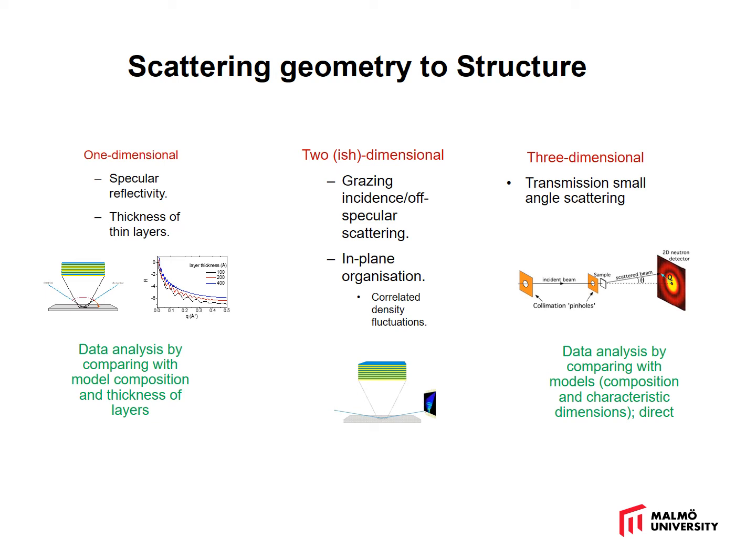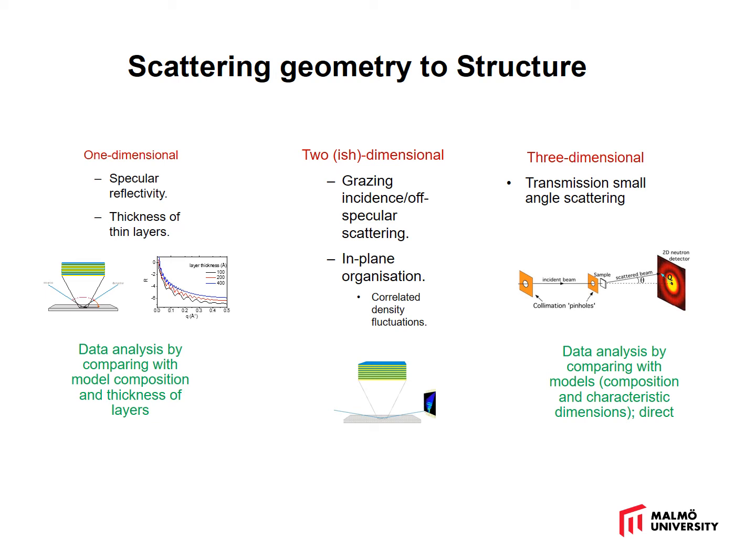Small angle scattering is a three-dimensional technique. One puts a sample in a collimated beam of X-rays, and one measures the dispersion of that beam as a function of angle.